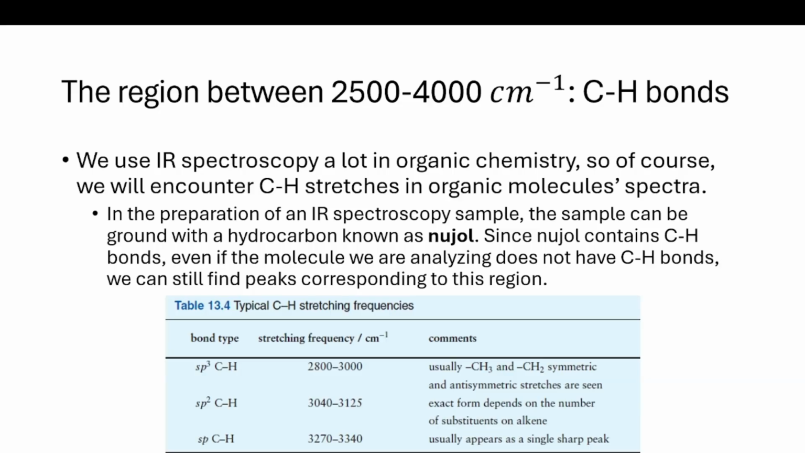Now, if we have something like an sp carbon to hydrogen bond, so take for example something like ethyne, I think the trivial name is acetylene, if we have that carbon-hydrogen bond in acetylene, we are going to get a higher stretching frequency.